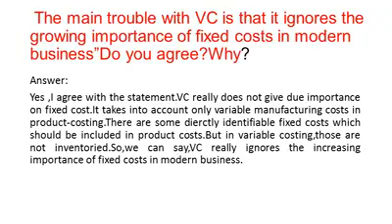The main trouble of variable costing is that it ignores the growing importance of fixed cost in modern business. Do you agree, and why? Yes, I agree with the statement. Variable costing really doesn't give due importance to fixed cost, as it takes into account only variable manufacturing cost in product costing. There are some directly identifiable fixed costs which should be included in product cost, but in variable costing those are not inventoried. So we can say variable costing really ignores the increasing importance of fixed cost in modern business.